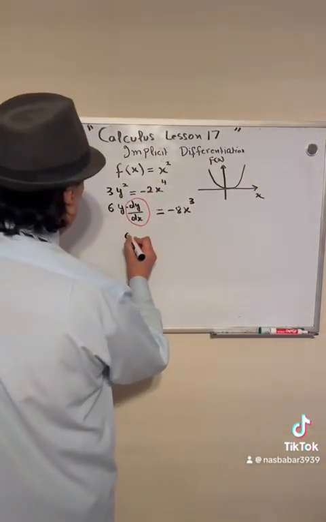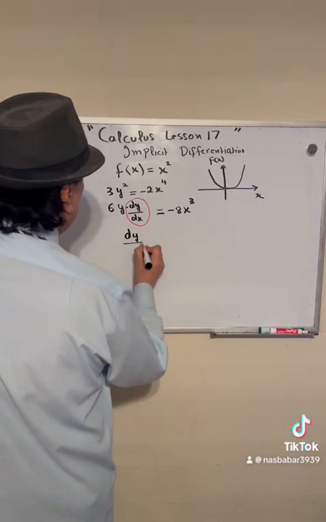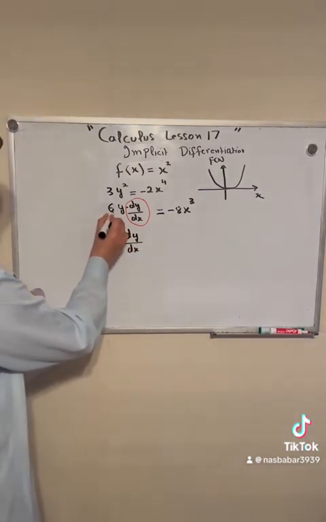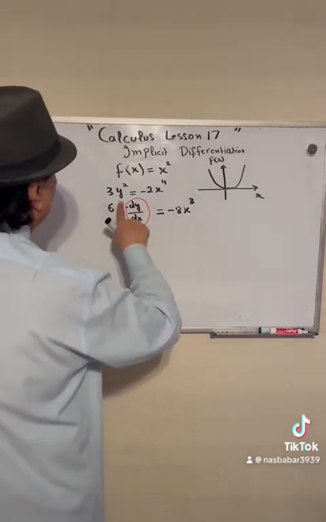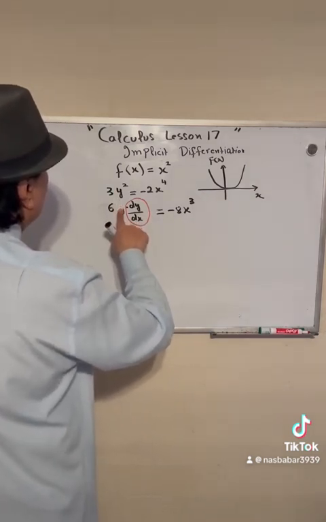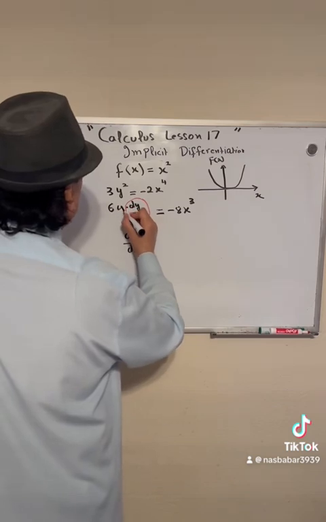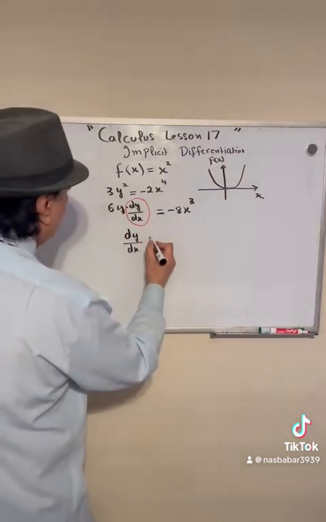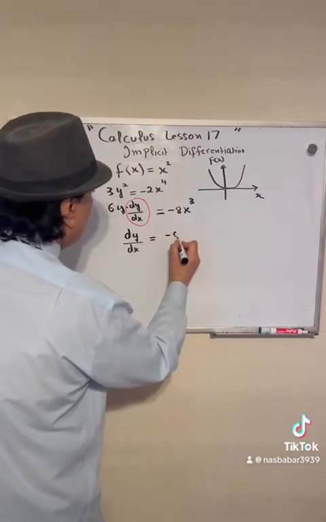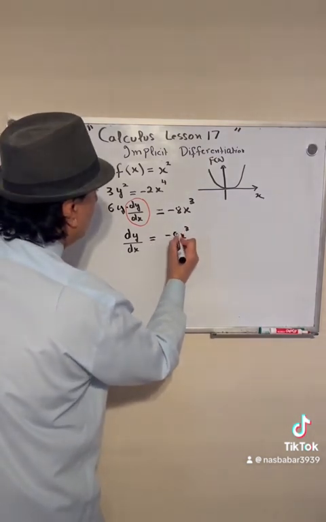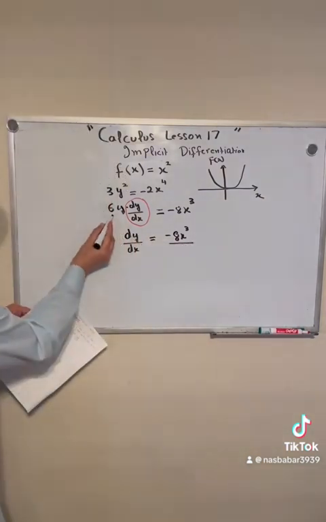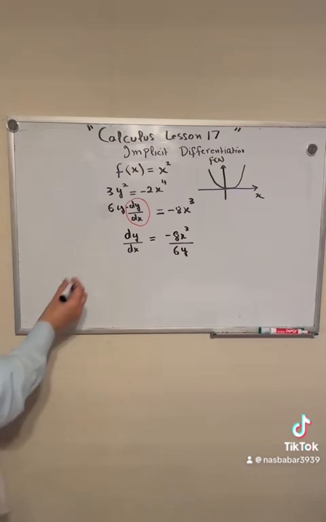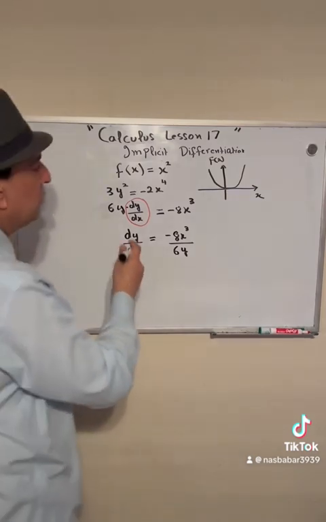We say dy over dx. Bring the 6y on this side right here. So once we do that, we have minus 8x cubed over, I'm bringing this 6y over here, okay? So then I know how my y changes with respect to x.